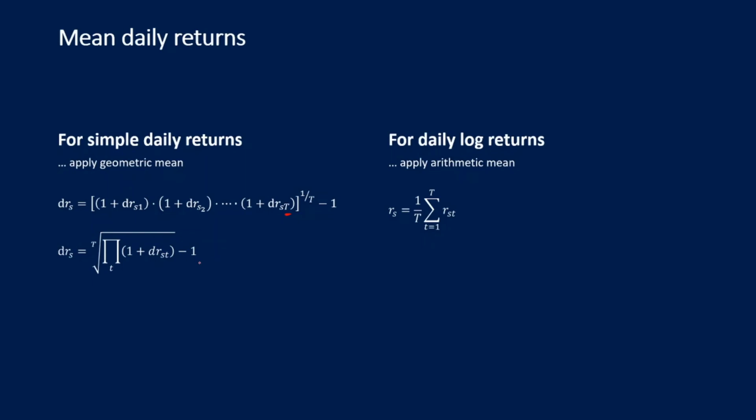Well, we can refrain from this complex calculation due to the time additivity, and for daily log returns we can simply take the arithmetic mean. That's a lot less complicated here, so it makes life a lot easier. Of course, daily returns are not what we typically use. Typically, we compare annual returns, just like interest rates. Interest rates are annual returns, so it is useful to annualize these returns.